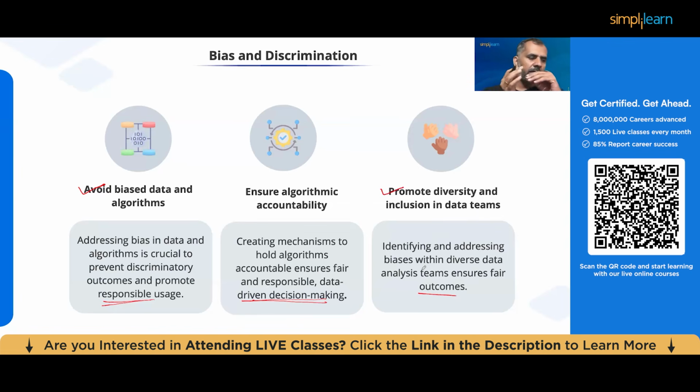So if you find that one category is more than the other category, then you can form teams that can help you to introduce more data points and try to balance the data. This is where we can handle the bias and discrimination, guys.